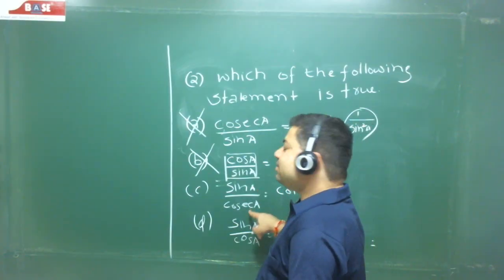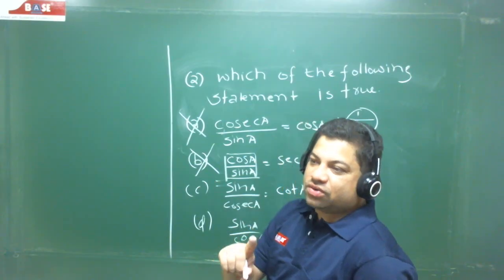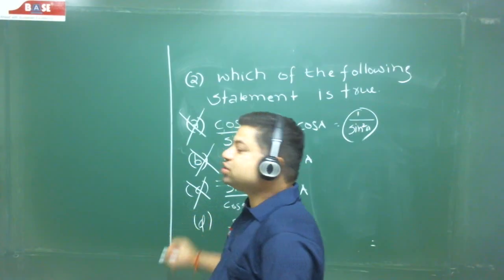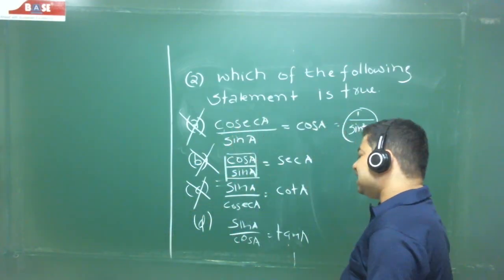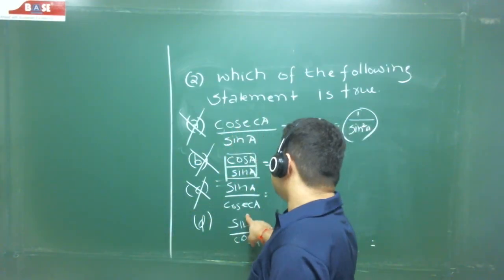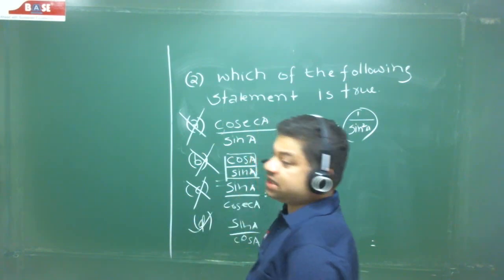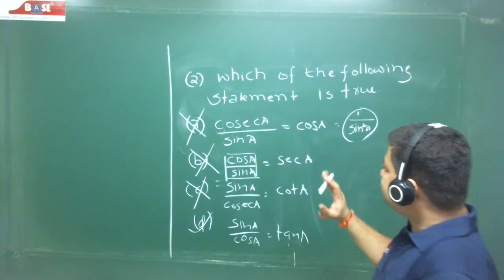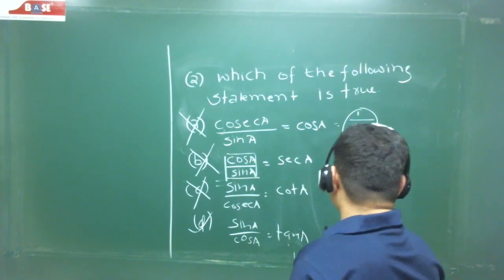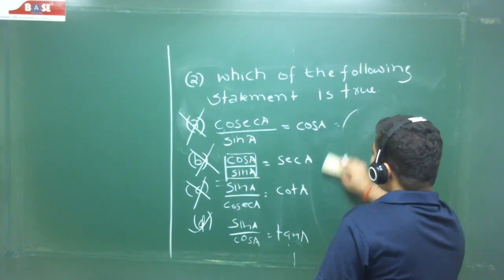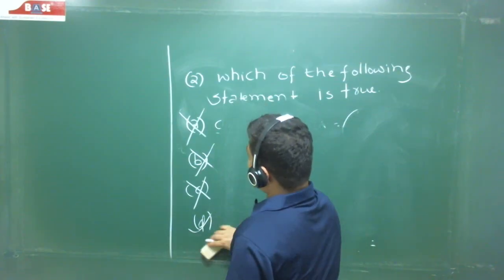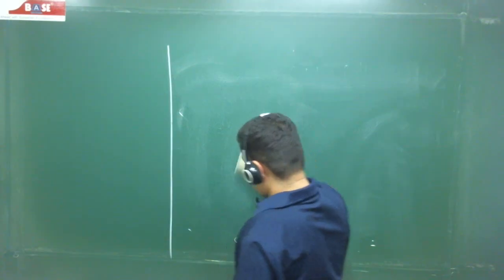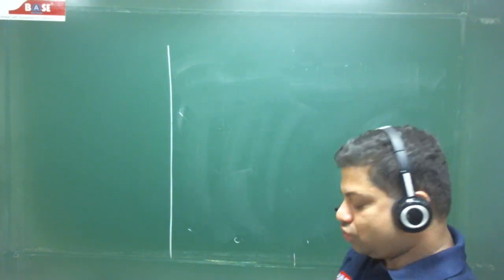If I take 1 by cosecant, you will get sine, so one more sine we are having. This is also not possible. Fourth one, sine A by cos A, it should be tan A. So this is the correct one. Whatever we have discussed, based on that, this is also the second example. Now we are going to take a few more.